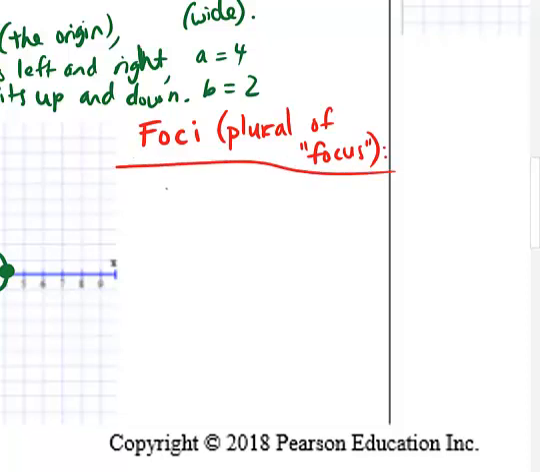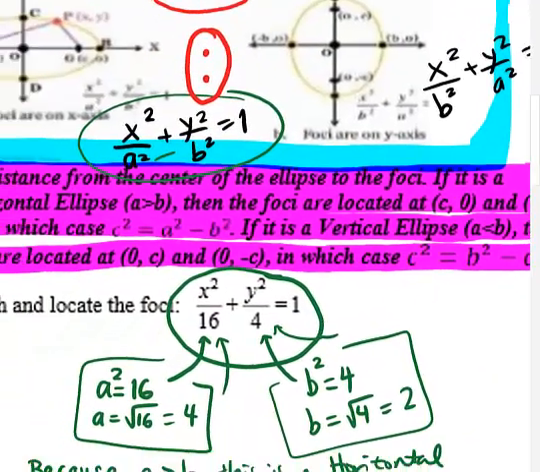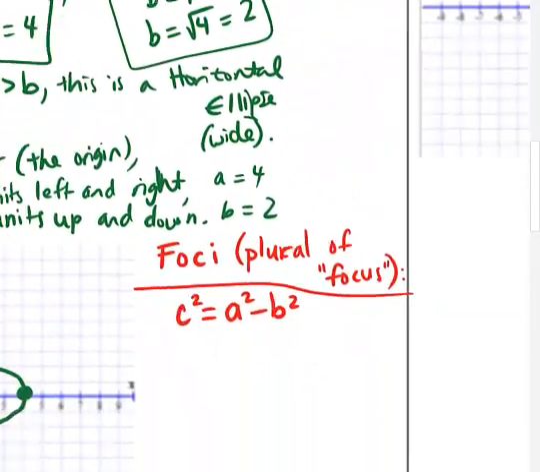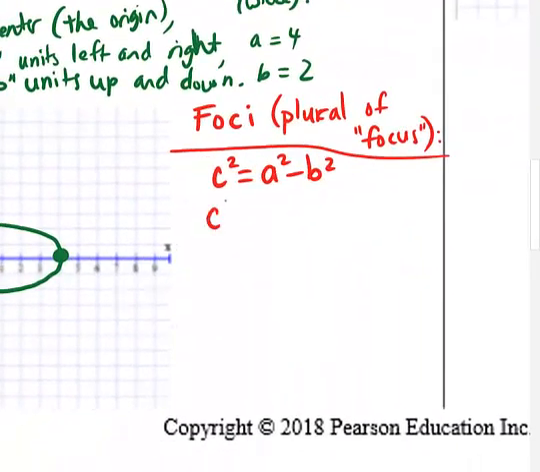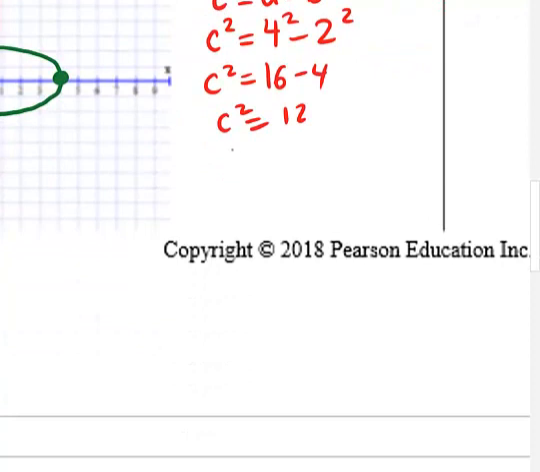Okay, so to find them, we're going to say c squared is a squared minus b squared. That was the little formula we were given up here: c squared equals a squared minus b squared. I'll fill in what I know. C we don't know; that's what we're trying to find. A was 4 and b was 2. So c squared is 16 minus 4, or 12. If I want to solve for c, I'll have to take the square root of both sides, and that simplifies to 2 root 3.